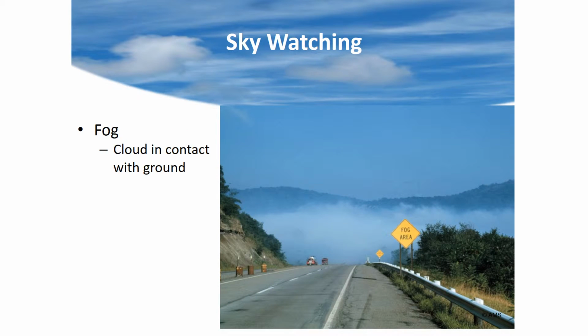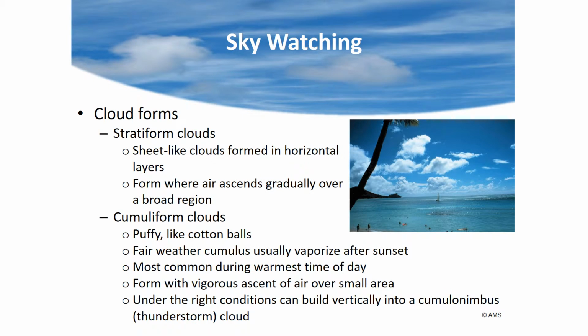Fog is actually cloud in contact with the ground. You're dealing with moisture at the lowest levels that have condensed into the air, and fog happens usually later at night and in the early mornings, especially in summertime when there's a lot of moisture at the ground level. So that's one type of cloud, so to speak.